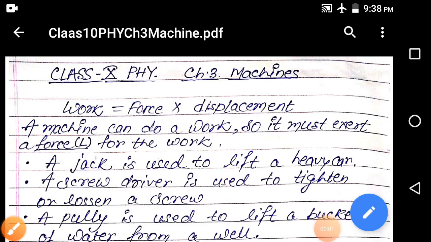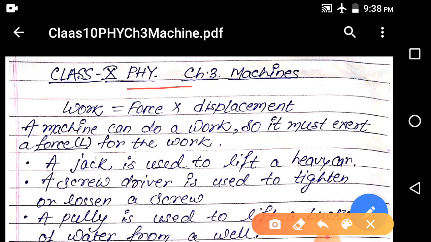Good morning, students. I am your Abhijit sir, and in this video, we will discuss the topic machines. This is from your physics book, chapter 3 for class 10.